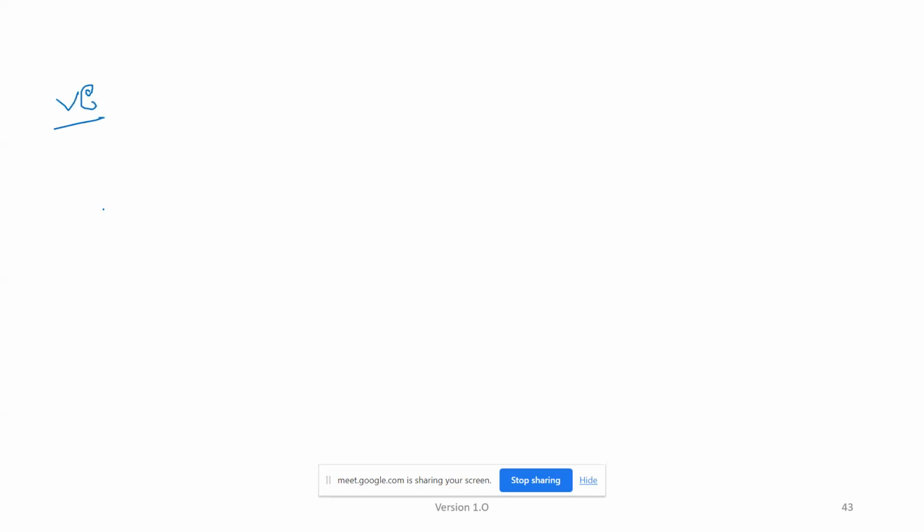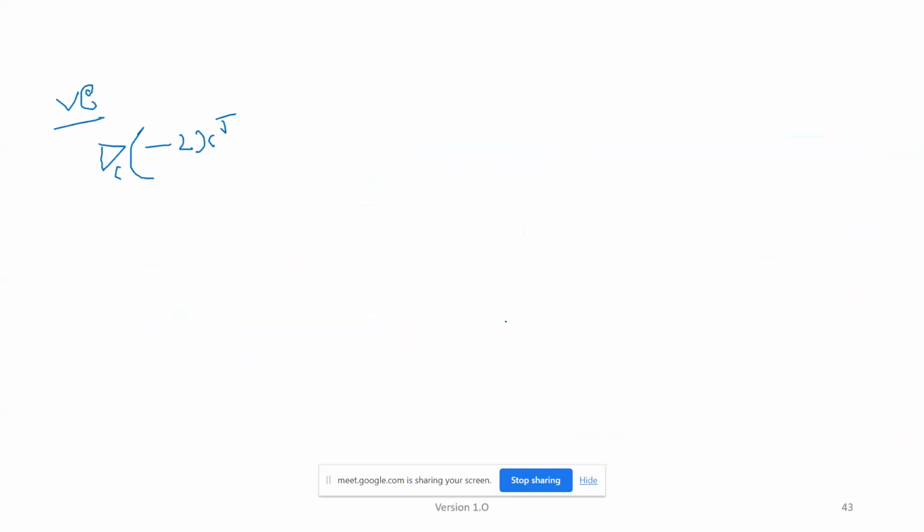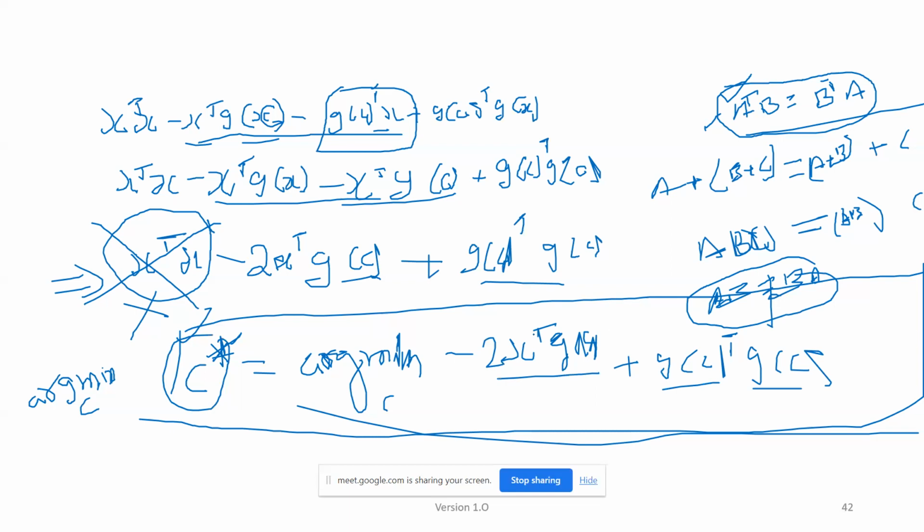So vector calculus is applied: del C of minus 2x transpose, and 2x transpose g of C plus g of C transpose into g of C. In place of function g of C, I am using the decoding matrix D and C. Why are we writing DC? Because this is g of C.